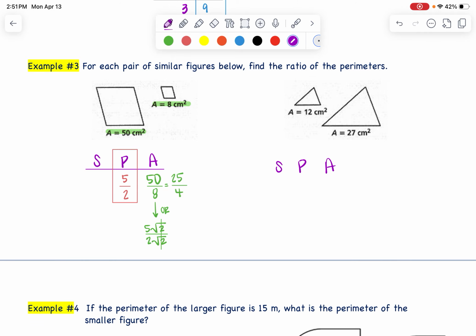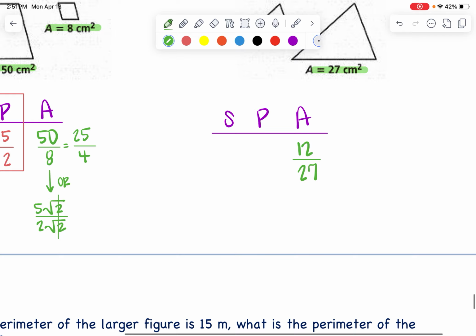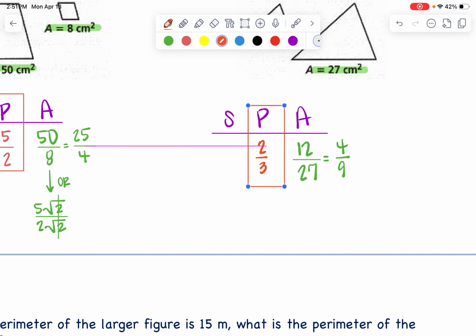SPA chart. So again, they gave me the areas, so I'm just going to do a ratio. I'm going to do 12 to 27. You could also do 27 to 12. So just be aware, when you check your answer key, if your answers are the reciprocal version of my answer, then that's okay. Now 12 and 27 are not perfect squares, but 12/27 does reduce to 4/9. So I automatically know I can take the square root of that and just get 2/3 for my perimeter ratio.